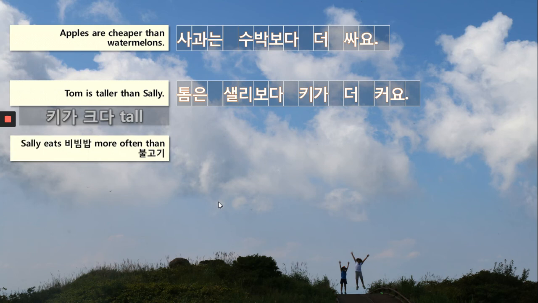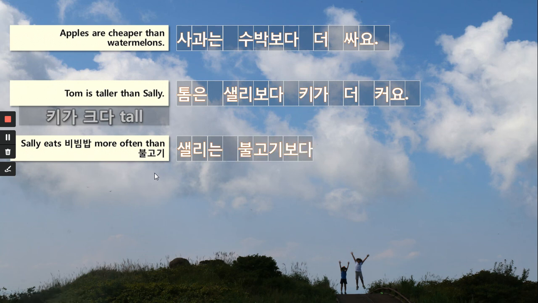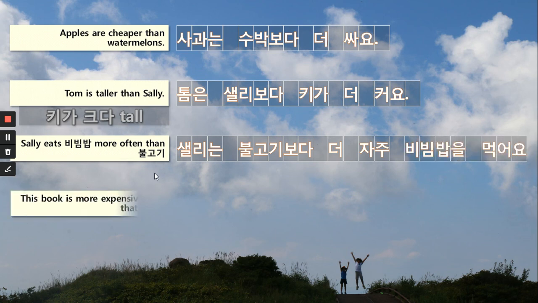Sally eats bibimbap more often than bulgogi. Sally and topic marker 는. Which one first? Subject and adverb, right? So here the adverb is "more often," and then 불고기. So 불고기보다, than bulgogi, more often, 더 and often 자주. And 비빔밥, now the object, 비빔밥 and object marker 을, and eat, 먹어요. 셀리는 불고기보다 더 자주 비빔밥을 먹어요.